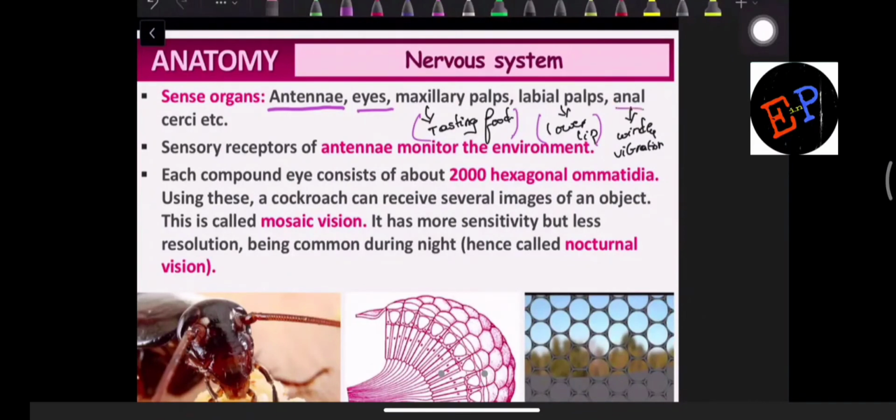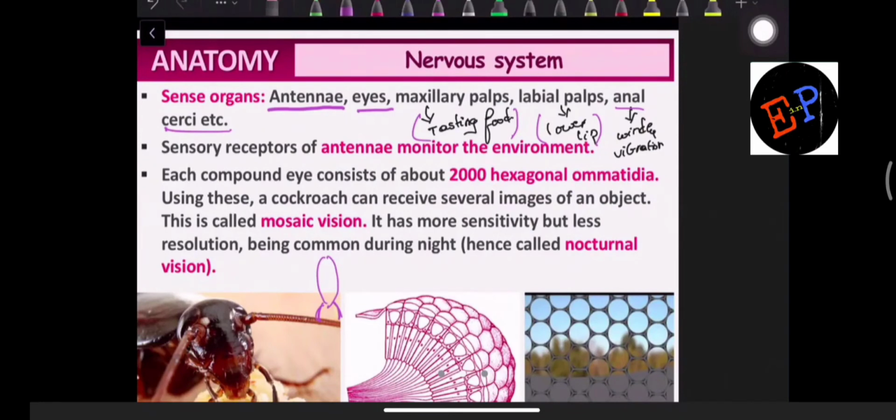So anal cerci is also one sense organ. Previously we have studied the diagram of this cockroach, no? For example, if this is the body of the cockroach, here you can find the anal cerci. So what is the use of the anal cerci? We already studied it, tell me. What is the function of anal cerci?